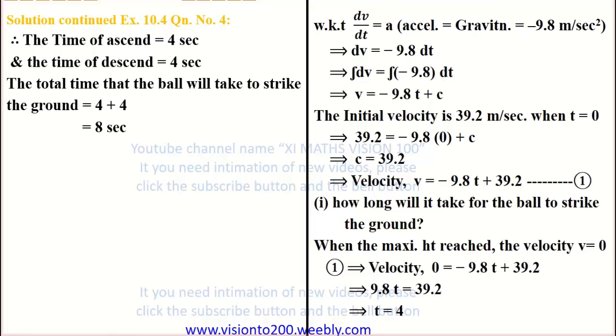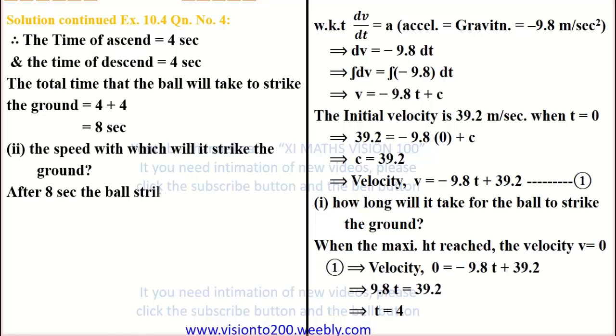Subdivision 2. The speed with which it will strike the ground? For the ball to strike the ground, after how many seconds does it come to the ground? Ascent 4, descent 4, total 8 seconds. After 8 seconds, we have to find the velocity. After 8 seconds, the ball strikes the ground. t is equal to 8.